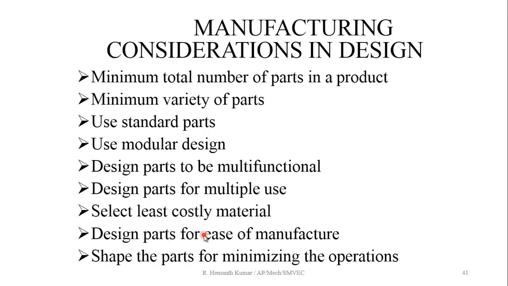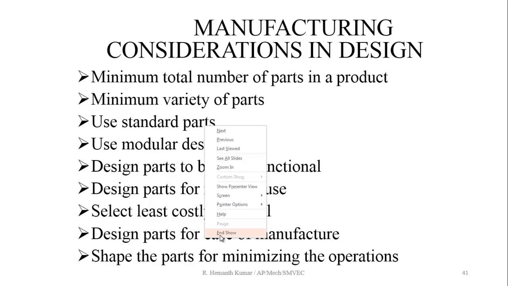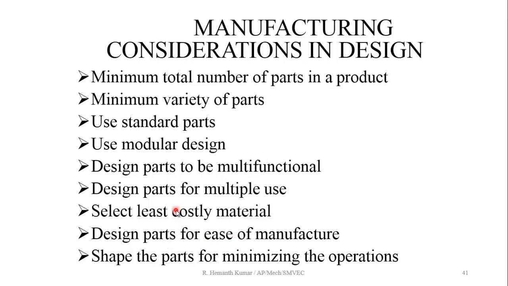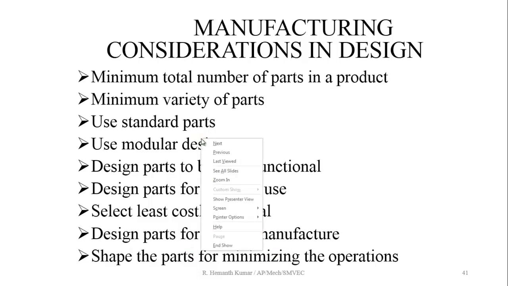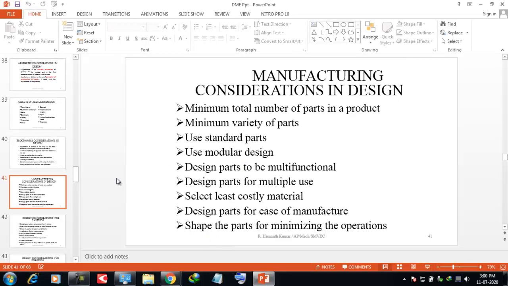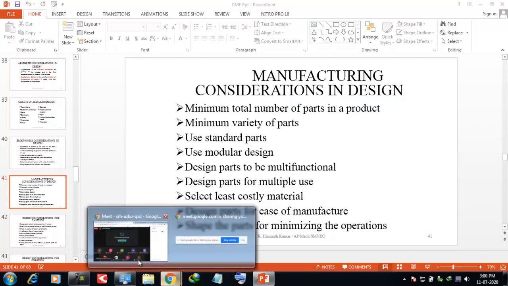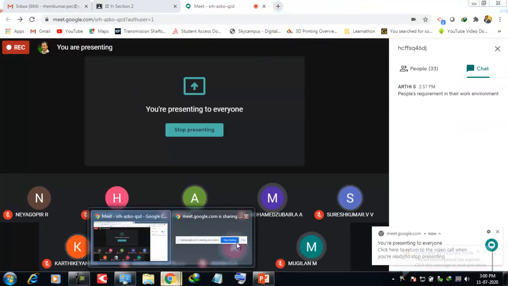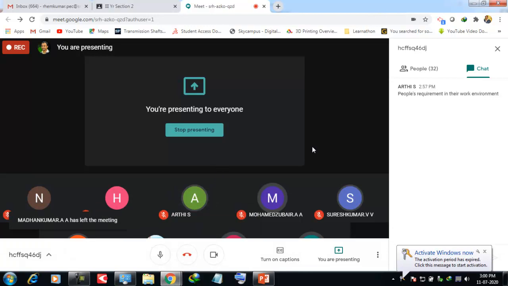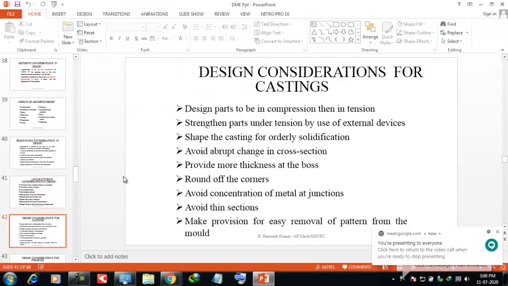Design of parts for ease of manufacturing. Actually, we have to design a part in such a way that manufacturers will feel it easy to manufacture. In a sense, it should not be very easy, but they should feel comfortable and that it is feasible to manufacture. Then shape the parts for minimizing the operations. The operations on the parts have to be reduced so that manufacturers take less time. In that way, we have to design. A design engineer's task has to comprise these concepts.